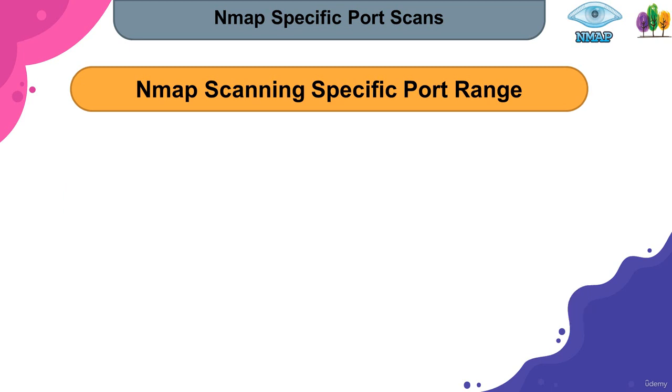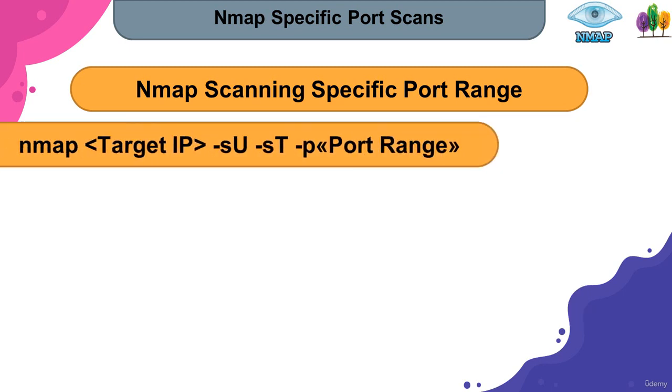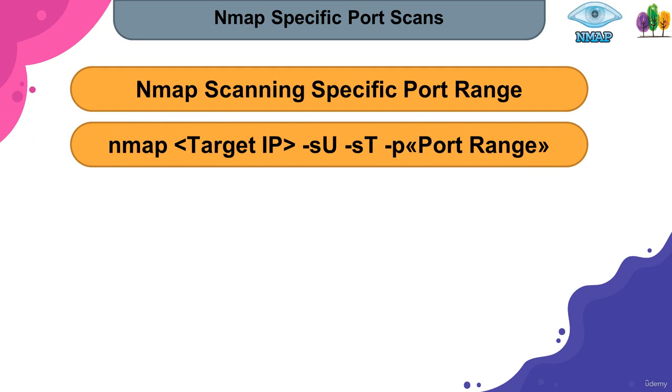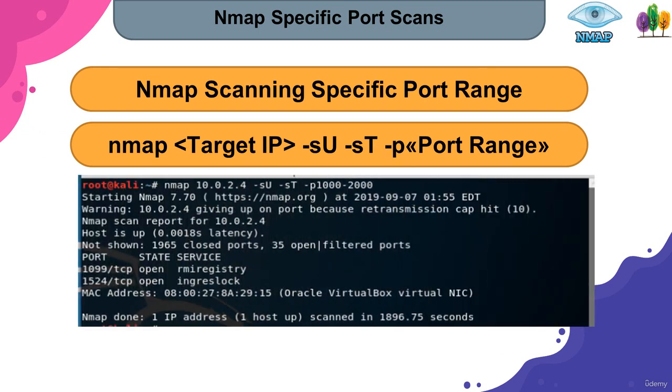Now, both TCP and UDP scanning, of course, can be performed at the same time. When you want to do that, you just put this on the command line, nmap -sT -sU -p 1000-2000, and press enter. And there you have the scan results of the TCP and UDP ports between 1000 and 2000.